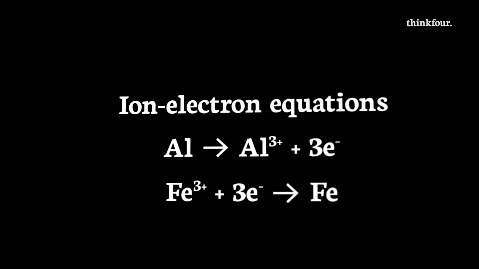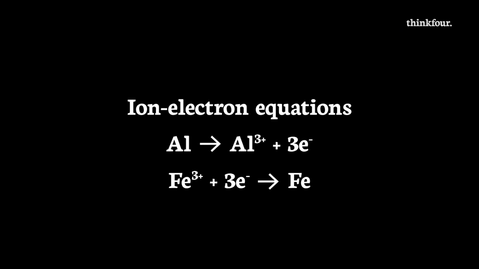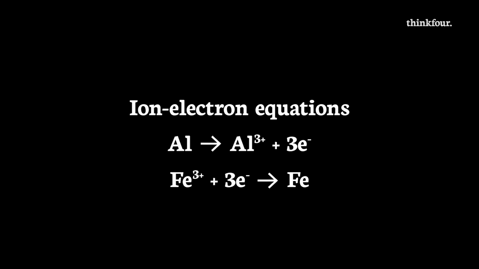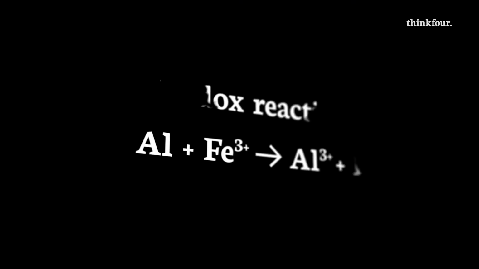This can be shown in an ion-electron equation. In the oxidation reaction, aluminium will lose 3 electrons and become aluminium ion, Al3+. And in the reduction reaction, the iron(III) ion, Fe3+, will gain electrons to form iron metal. Combining the two, which happens simultaneously, will display the overall reaction called a redox reaction.